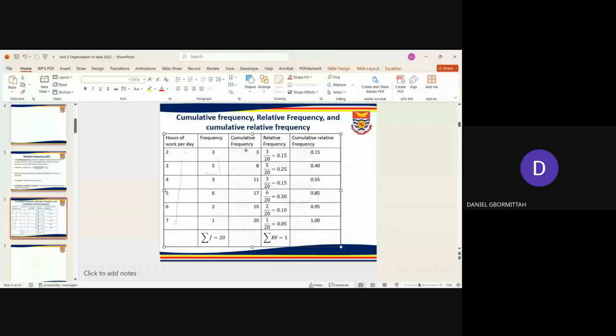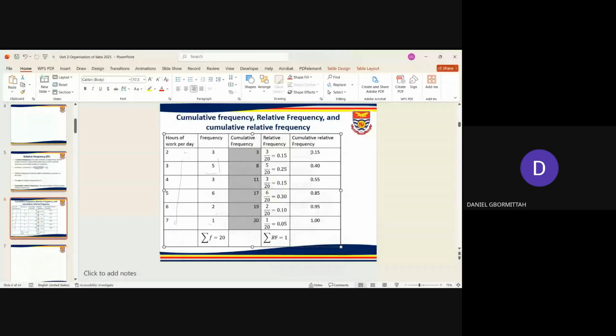Oh, I think we have it here. This is it, right? It is in the table already. So this is the cumulative frequency, and then we have the relative frequency. So the table here shows the frequencies, it shows the cumulative frequency, and then it shows the relative frequencies. Then it also shows the cumulative relative frequency.